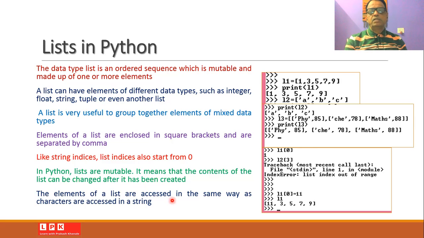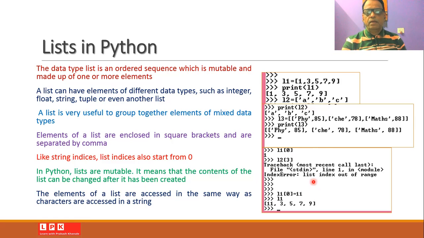The elements of the list can be accessed in the same way as the characters are accessed in a string. So for example, if I write L1[0], then the first element of the list L1, that is 1, will be displayed. If I write L2[3], then you will find that the list L2 consists of only 3 elements, of which the indices are 0, 1, and 2. And therefore, an error message, such as IndexError: list index out of range, will be displayed on the screen.